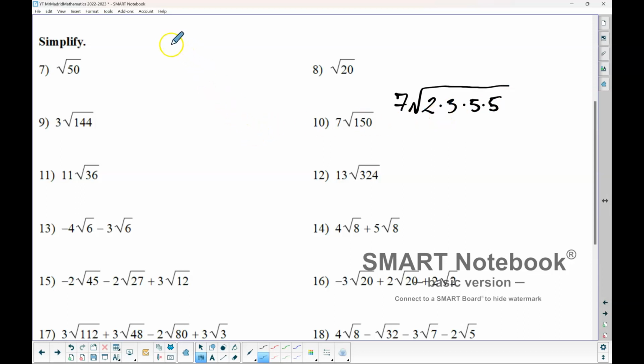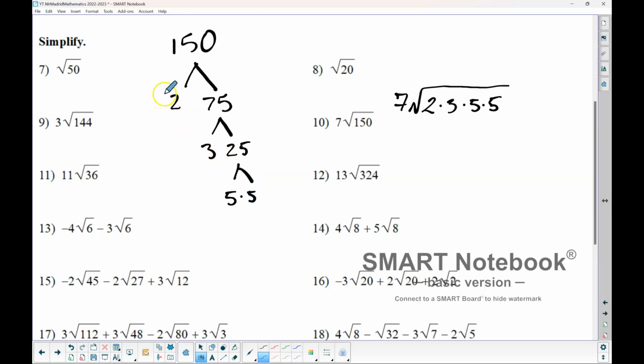Some of you guys might actually have to do something like this, right? Like 150, which is 2 times 75. 75 is 3 times 25, and then 25 is 5 times 5. Okay, so every time that you're done, you circle it so you don't lose them. Okay, and these numbers go in here.